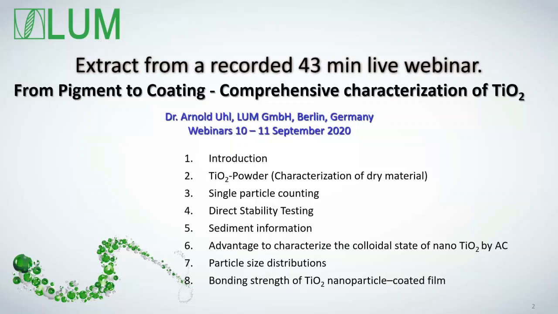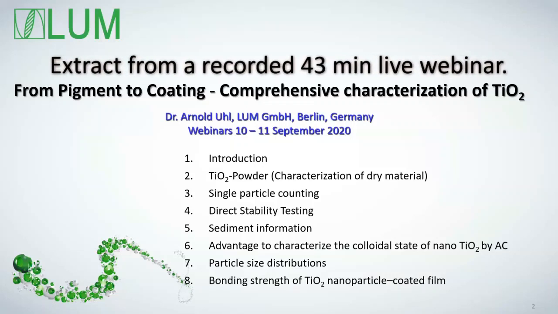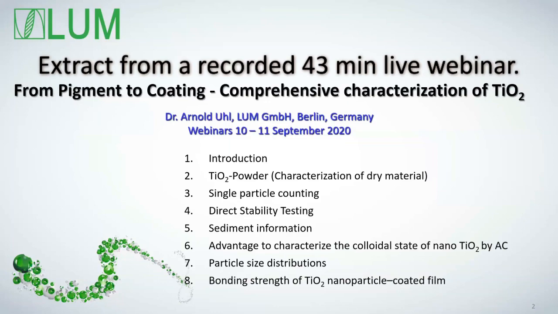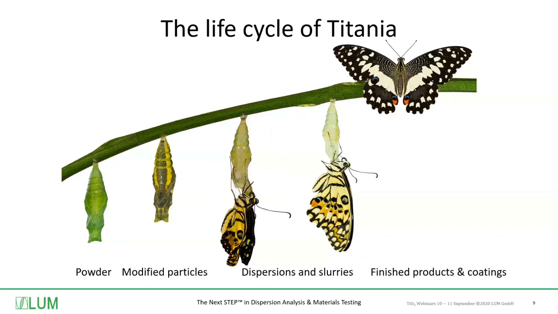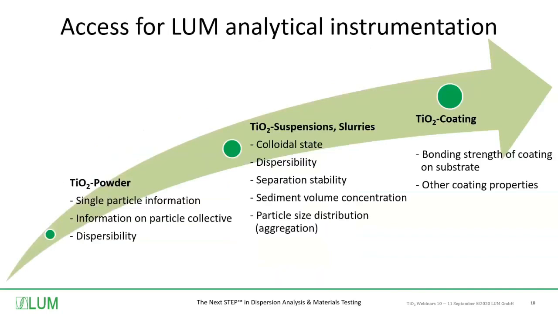Application example: how one can determine the bonding strength of titanium nanoparticle coated film on various substrates. Several parameters can be determined using LUM instruments, as you will see on the next slides. Even the LUMiSizer instrument is being used to define some scientific opinion of the European Commission on titania-based products, be they finished products as well as titania containing coatings. This allows for different access points for the instrumentation provided by LUM.